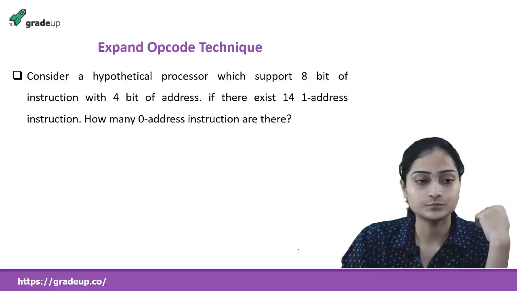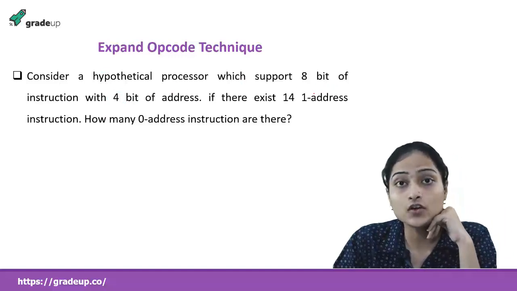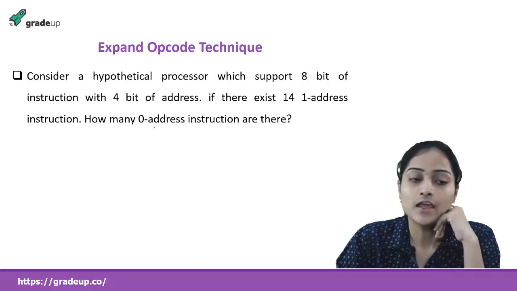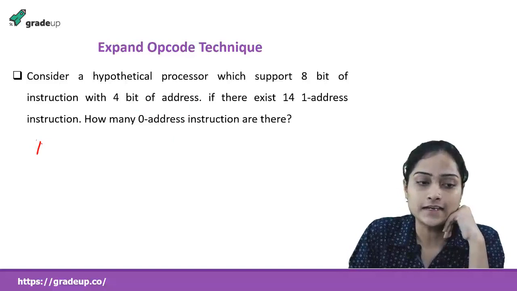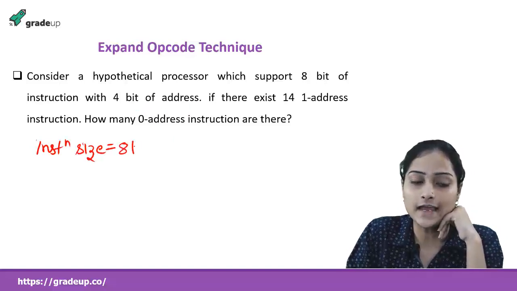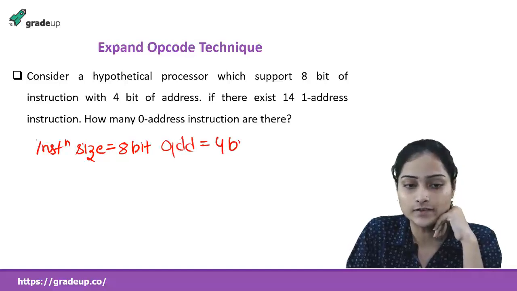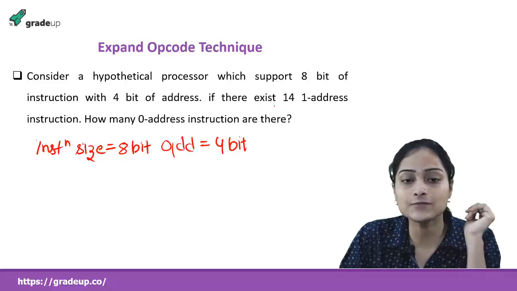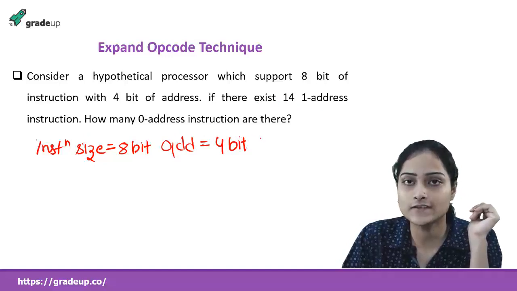Let us start. Consider a hypothetical processor which supports 8 bit instructions. Here your instruction size is 8 bits with 4 bits of address. First of all, I'll write the data given to me: instruction size is 8 bits, address size is 4 bits. And it is asking, if there exist 14 one address instructions, how many zero address instructions are there?